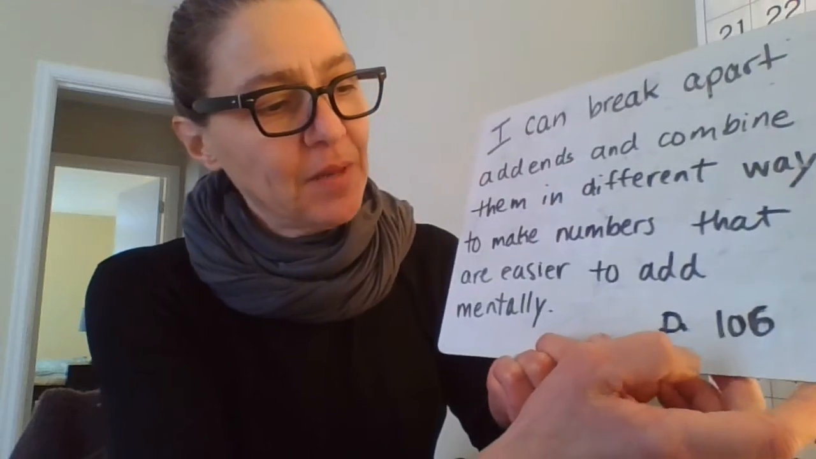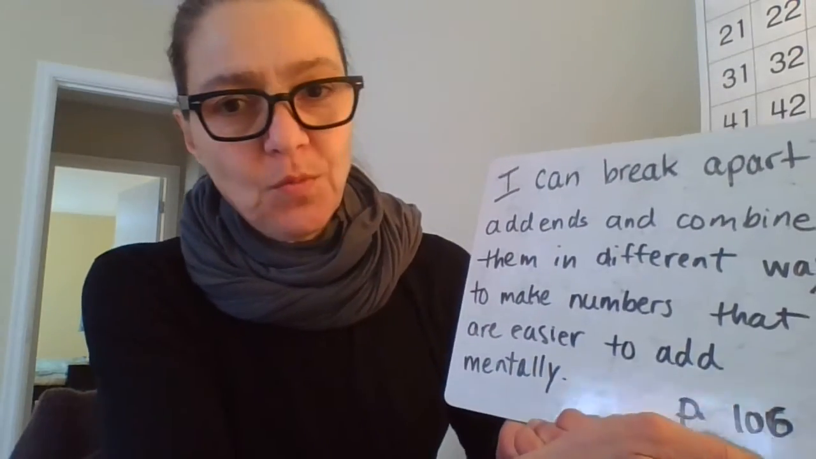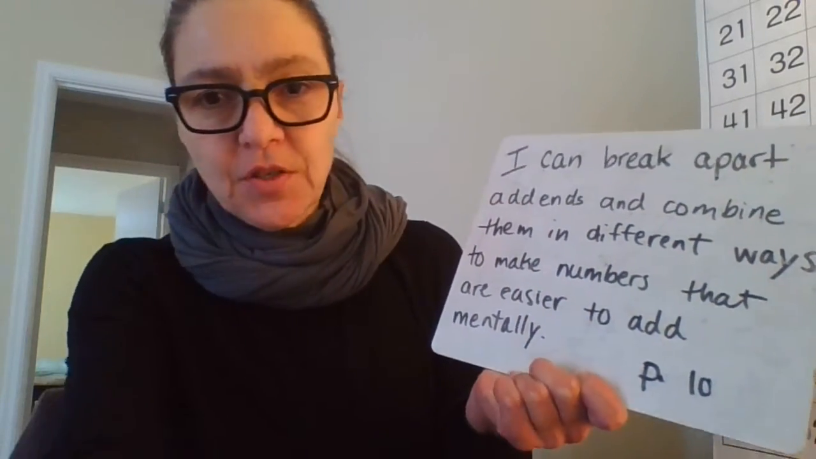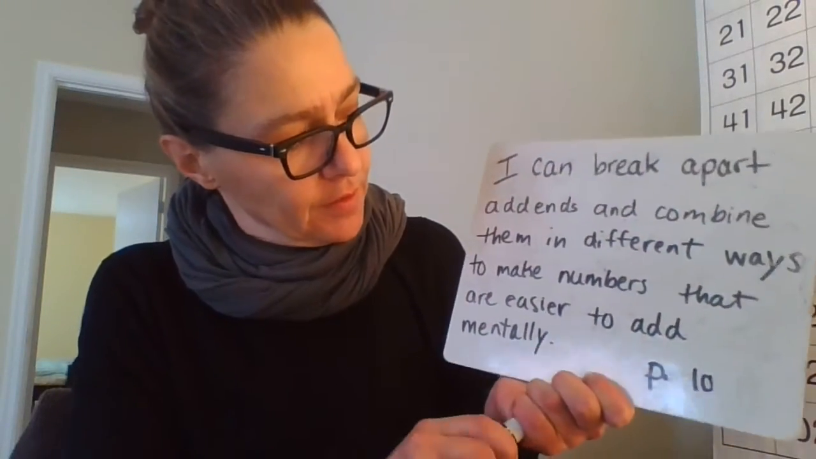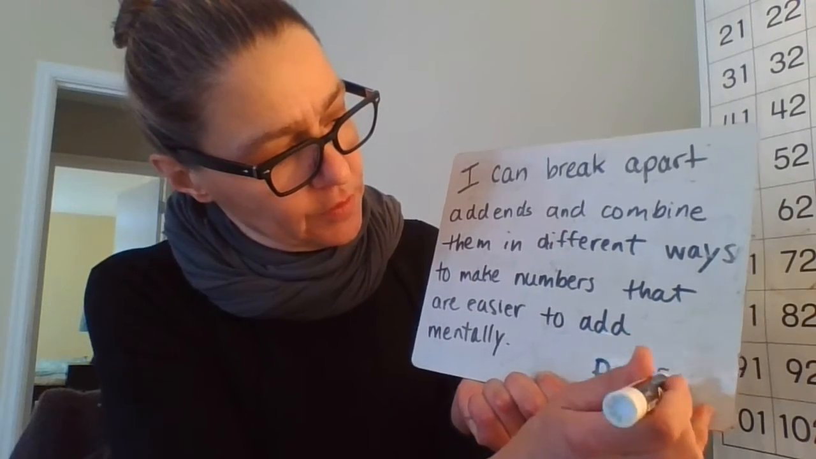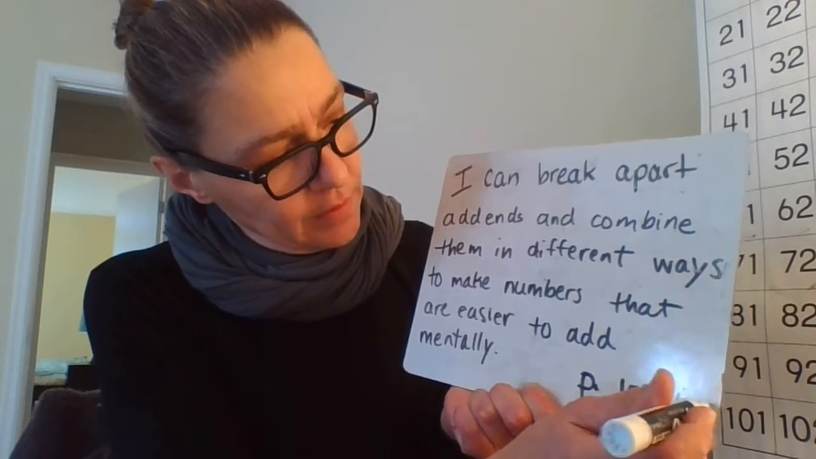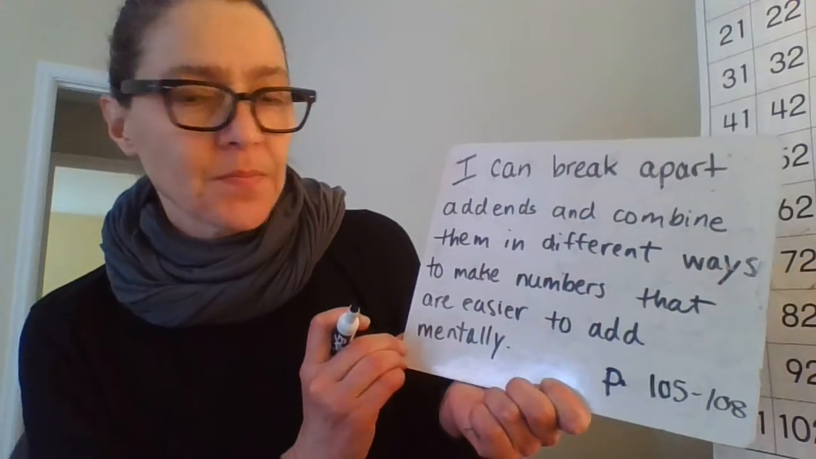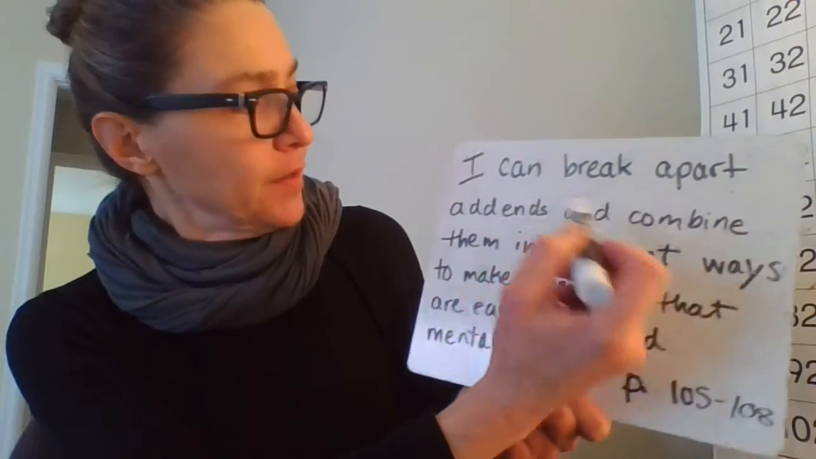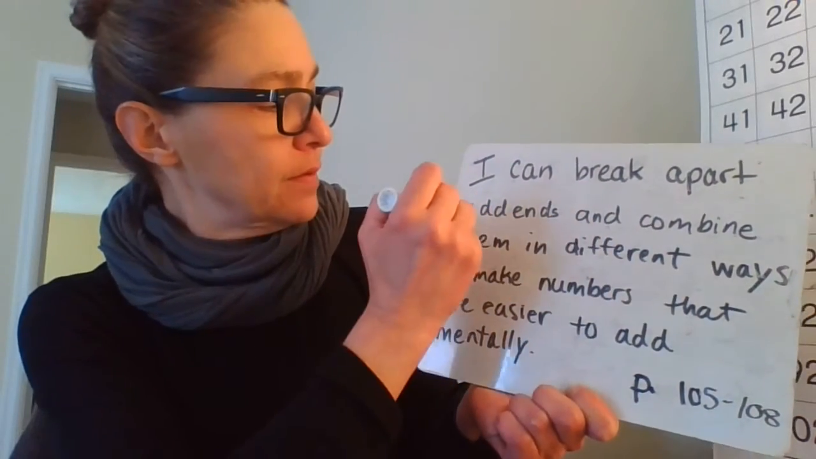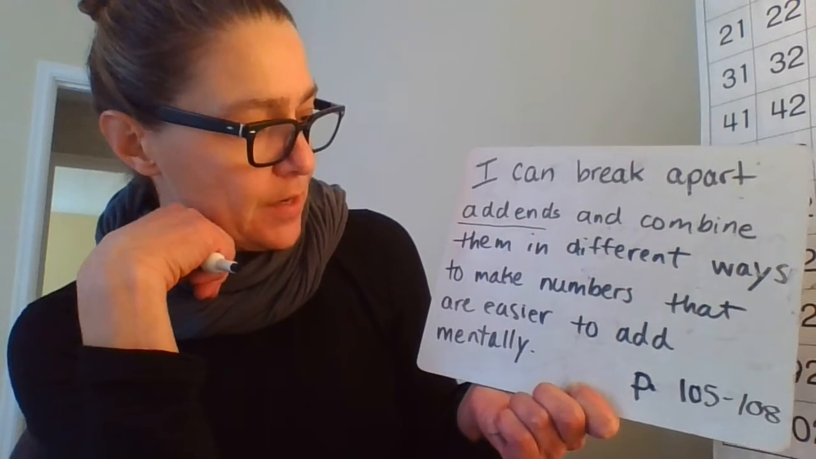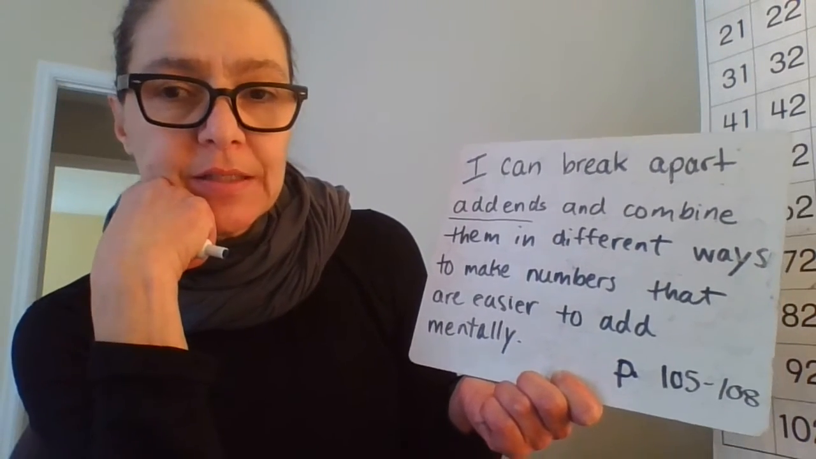And I have your I can statement written right here. The I can statement is on page 105, and we are going to be doing all pages from 105 to 108. You can read it with me. I can break apart addends and combine them in different ways to make numbers that are easier to add mentally.